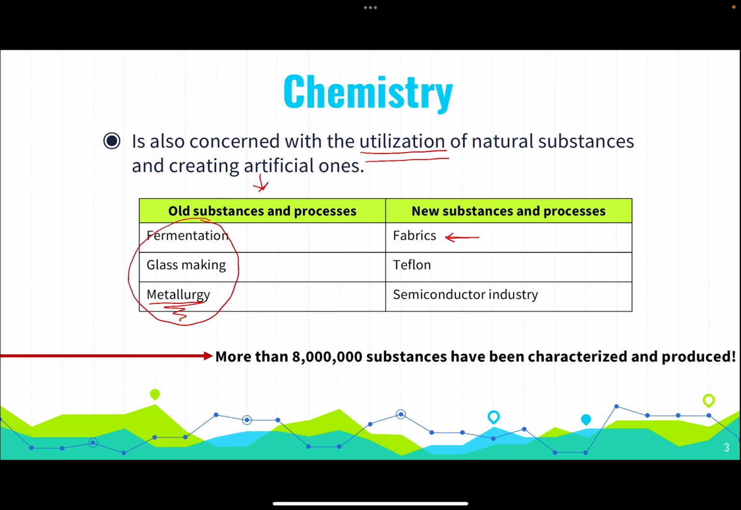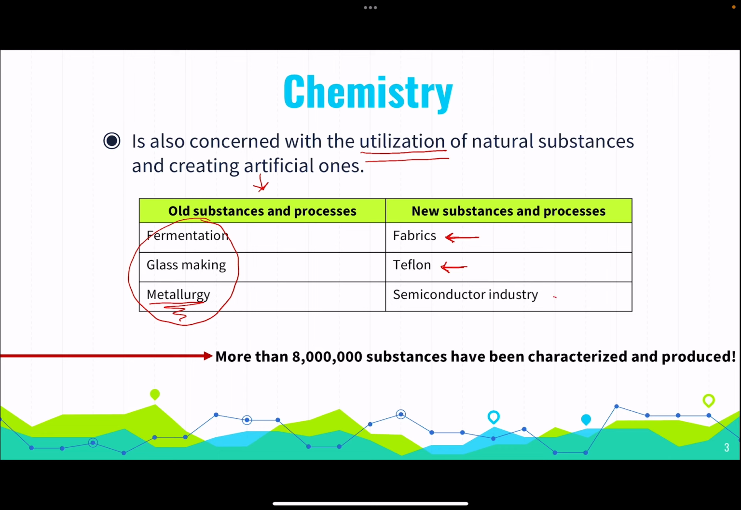The new substances and processes, for example, fabrics. Fabrics right now, more and more of them are artificial. We're not just doing silk or cotton or wool. We have a lot of them. We have nylon. We have these very new and very nice workout fabrics that don't get wet or that evaporate our sweat very, very fast. All those types of swimsuits, for example, those are new materials. Teflon is super important. The application that we can see right now is obviously in our kitchen, in our Teflon pans, where nothing sticks to it.